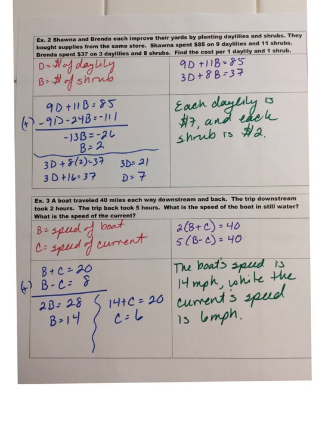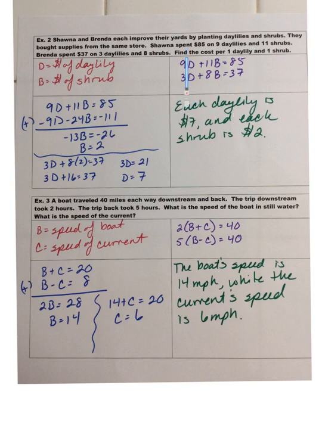All right, so Shauna spent $85 total on 9 daylilies and 11 shrubs. So 9D would be the cost of all the daylilies, 11B would be the cost of all the shrubs, and if you add it together, it's supposed to equal a total of $85. Brenda spent $37 on 3 daylilies and 8 shrubs. So 3D would be the cost of all the daylilies, 8B would be the cost of all the shrubs, and if you add it all up together, she spent a total of $37.